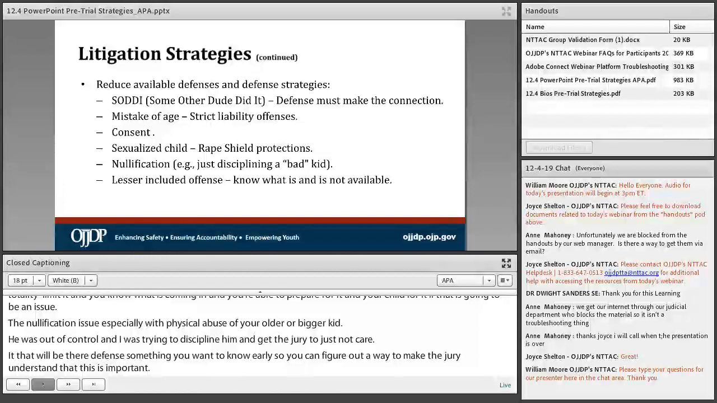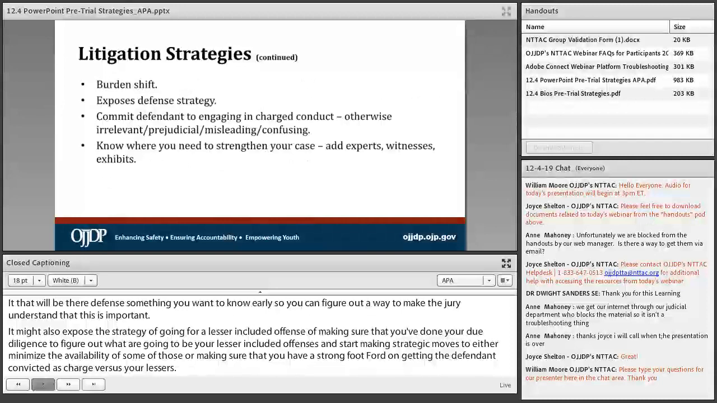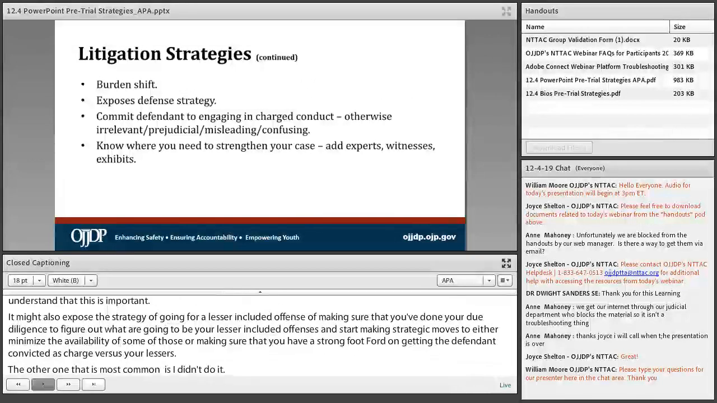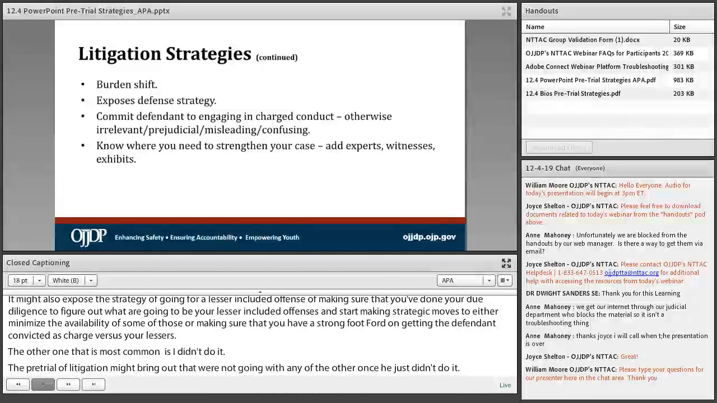The number one most common is "I didn't do it," and again, the pretrial litigation might bring out that, well, we're not going with any of the other ones, he just didn't do it. As I had said, it shifts the burden a lot of times, it exposes them, and it hopefully can commit them to certain types of conduct.